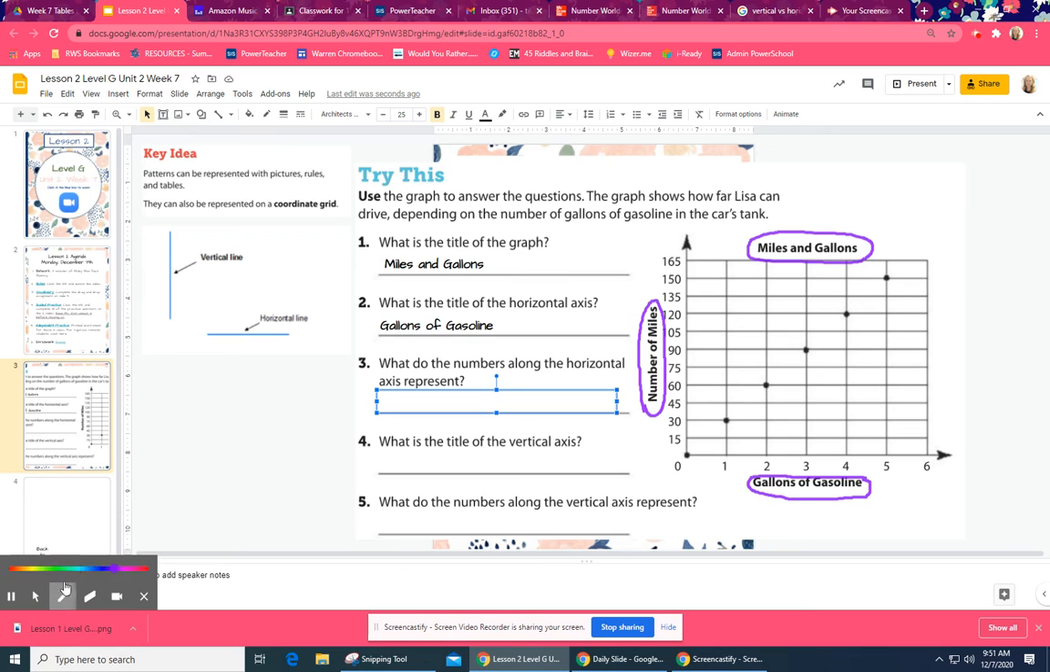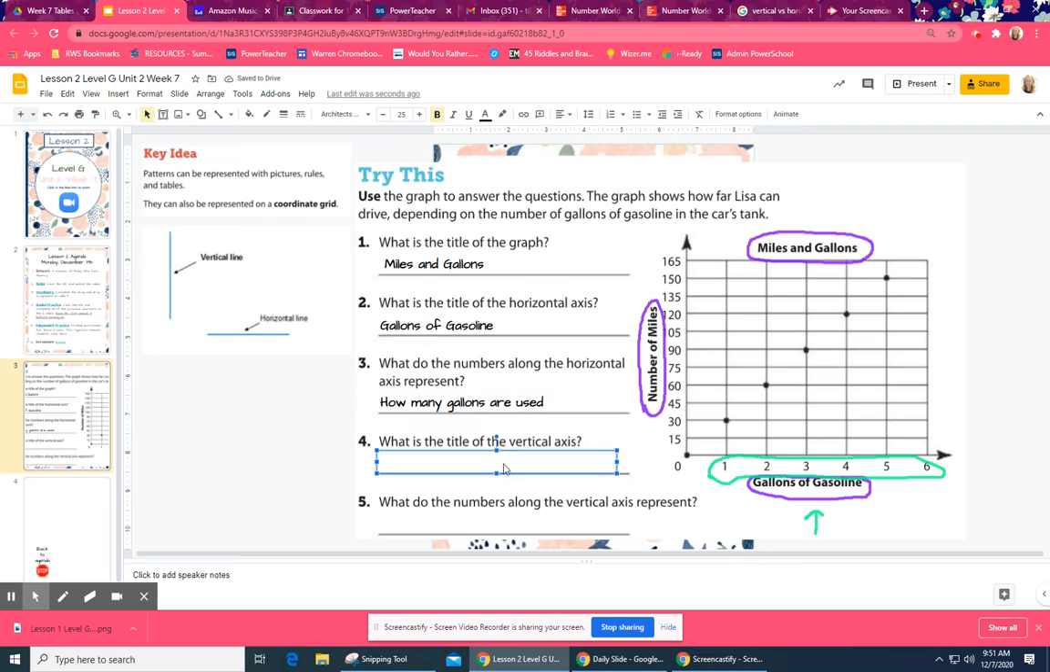What do the numbers along the horizontal axis represent? So if you look at these numbers right here, they've got 1 through 6 listed. And obviously those numbers are going to represent whatever the title says. So the numbers 1 through 6 represent how many gallons of gas are used. And this part does not have to be capitalized because it's not a title, you're just answering the question.